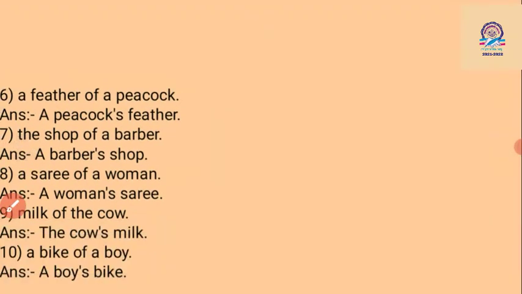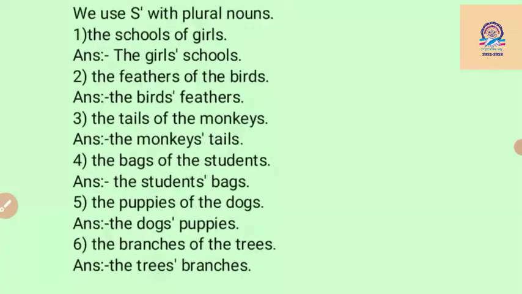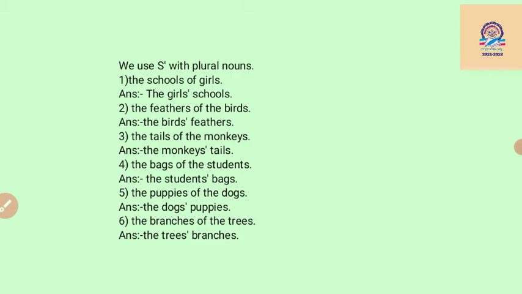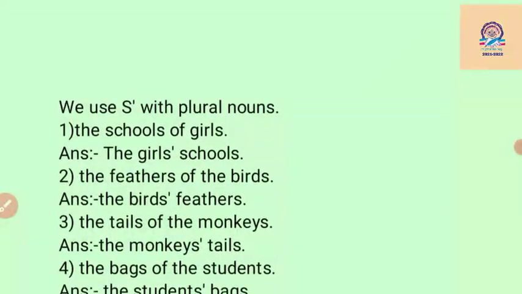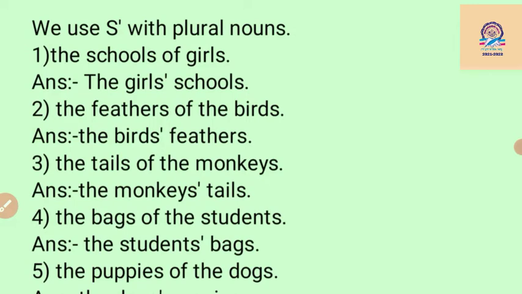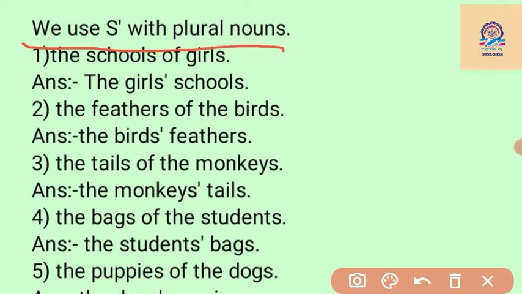Then another rule is given here. We use apostrophe s with a singular noun, and with a plural noun we use only the apostrophe. If the noun is in plural, s is already given in the plural noun. If we apply s to a singular noun, then the singular noun changes into a plural noun.